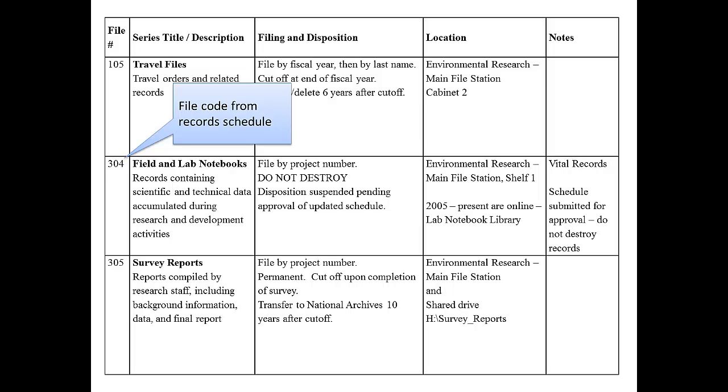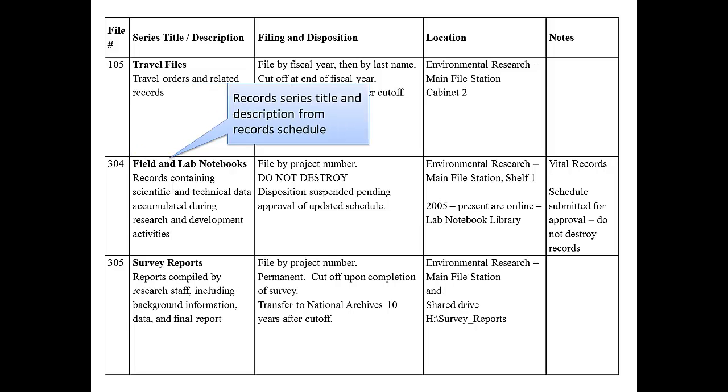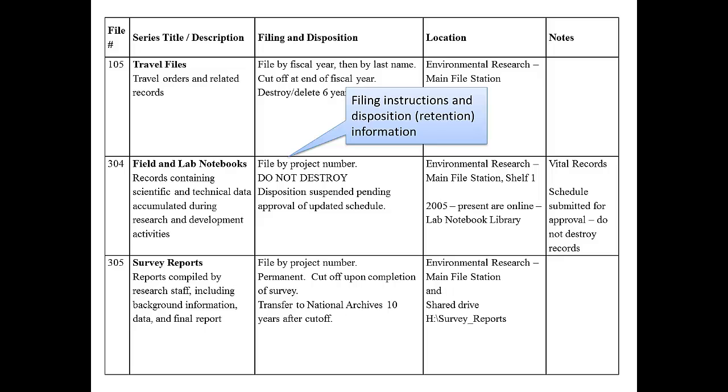This number ties the file plan back to the organization's approved record schedule. They've also included the record series title. That's the name the office uses to refer to this type of records. And they've included a short description of the records so others will be able to understand what the files are and how they're used. This information is usually taken directly from the record schedule, but the office could add more detail if needed. The third column describes how the records are filed.